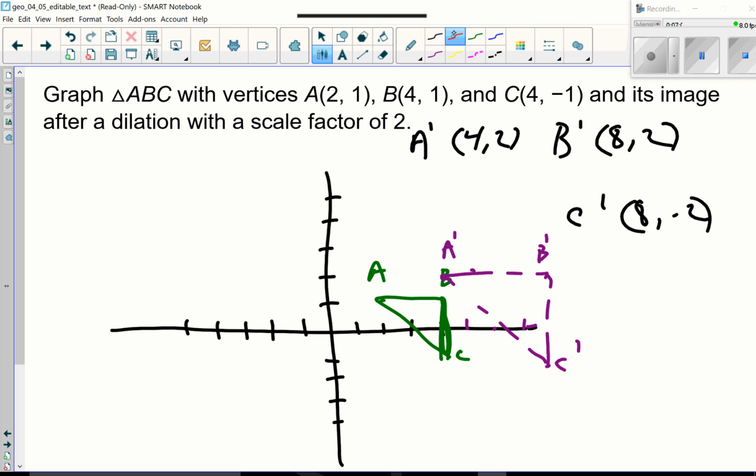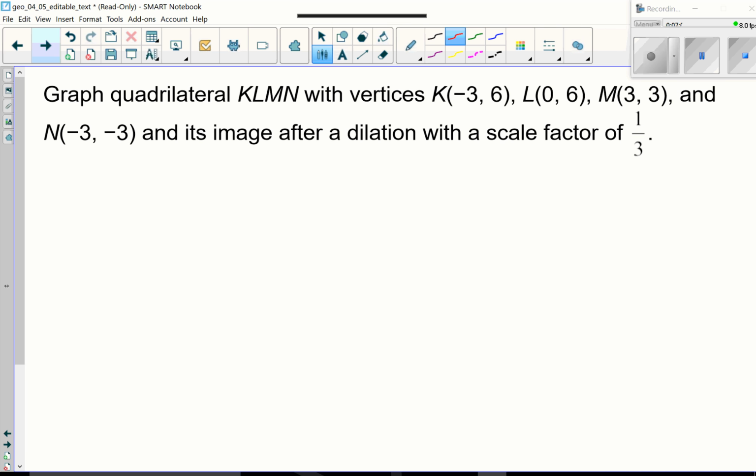So you'll have to do that quite a bit. Okay, for the next one, we're going to do some reduction. Scale factor a third. I usually just think divide by 3. It's fine to multiply by a third, but that's really the same as dividing by 3.